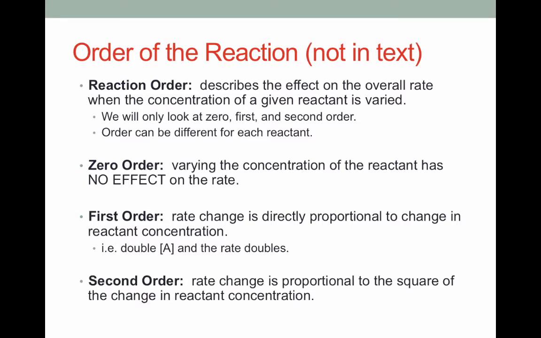And finally, a second order reactant is one where the rate change is proportional to the square of the change in reactant concentration. In other words, if you double the concentration of the reactant, the rate will quadruple. If you triple the concentration of the reactant, the rate will multiply by a factor of 9.